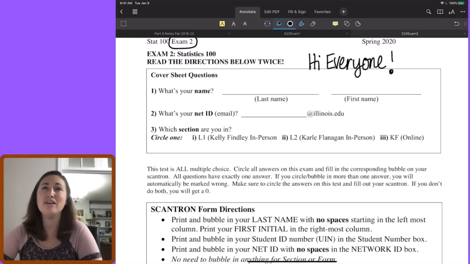So sorry about that. But basically, exam 2 is going to be very, very similar to exam 1. It's going to be on Compass. It's going to be the same length. You're going to have 90 minutes again. It's basically the same thing.